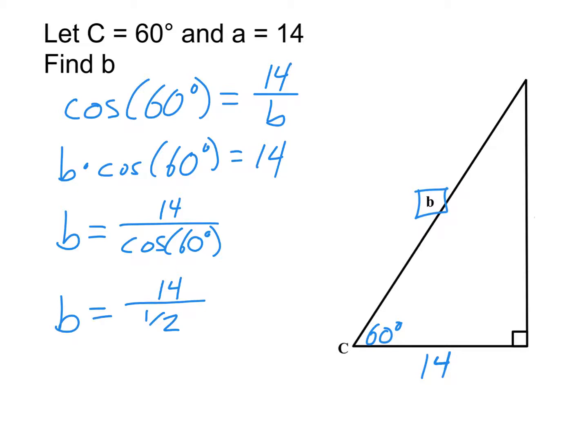Now remember how we divide by a fraction. That means I'm going to do 14 times the reciprocal, so that's times 2 over 1. So that's 14 times 2, so b equals 28. No calculator needed. And as we move forward, I'm going to expect you to give me exact values like this and not even rely on your calculator anytime the angle we're putting in there is 30, 60, or 45.